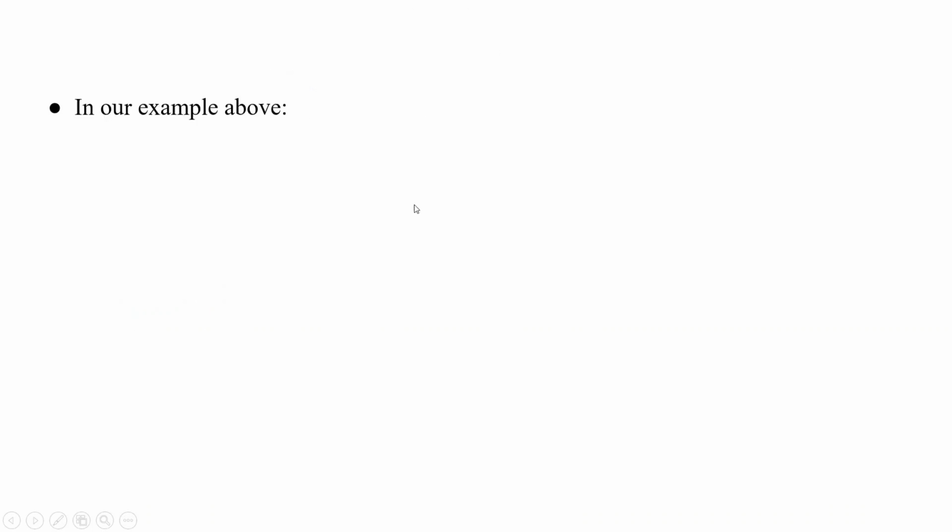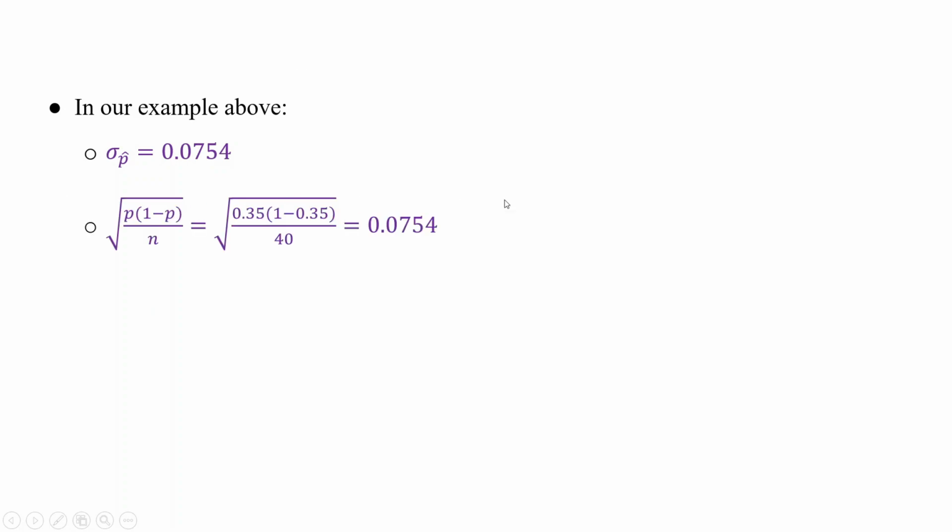So in our example above, I said that the standard deviation of our sampling distribution is 0.0754. If we check that, if we plug in our values for p and our value for n, n is 40, you can see that checks out. That's how we get that standard deviation.